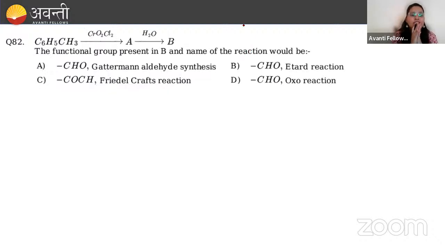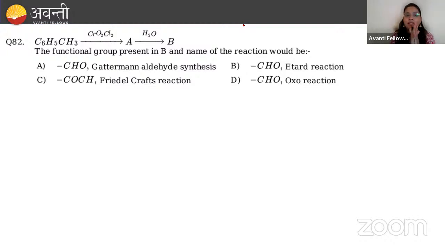Here we have given a reaction. The functional group present in B and name of the reaction would be. So यहाँ पे B कौन सा functional group present होगा और इस reaction का नाम क्या है? CrO2Cl2 and H2O. So you know which is this reaction, whether this is Gattermann aldehyde synthesis, whether this is Etard reaction, whether this is Friedel-Crafts reaction, or whether this is oxo reaction. So CrO2Cl2, we have seen this in the preparation of what? Aldehydes and ketones, right? In that chapter, we have talked about this reaction.